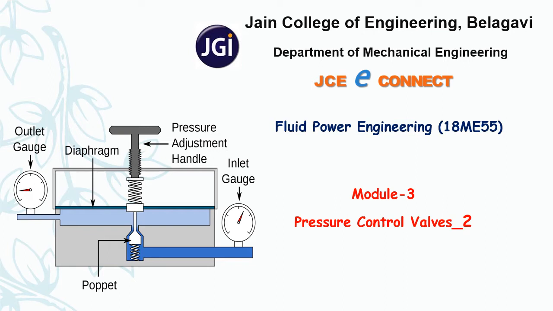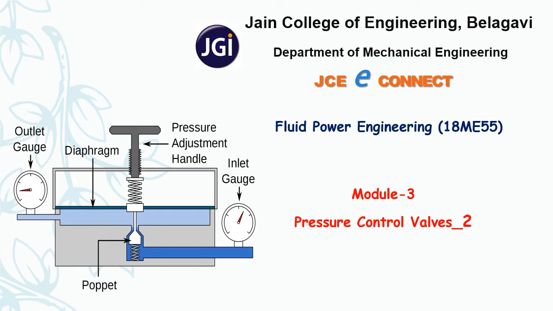So in the last class we classified these pressure control valves into pressure relief valve, which was further classified as direct operated pressure relief valve and pilot operated pressure relief valve, pressure reducing valve, pressure sequence valve, unloading valve, counterbalance valve, and brake valve. So these are the classifications of pressure control valves.